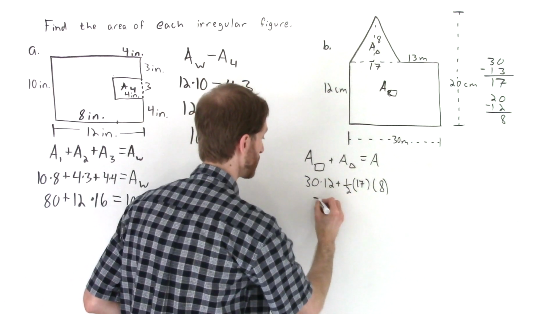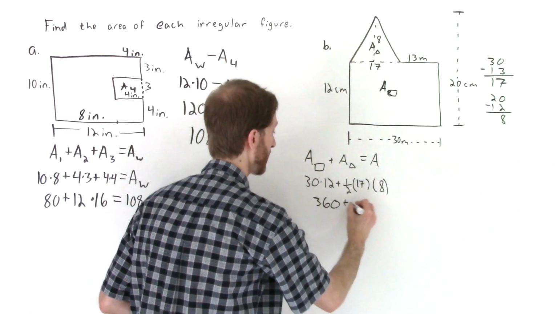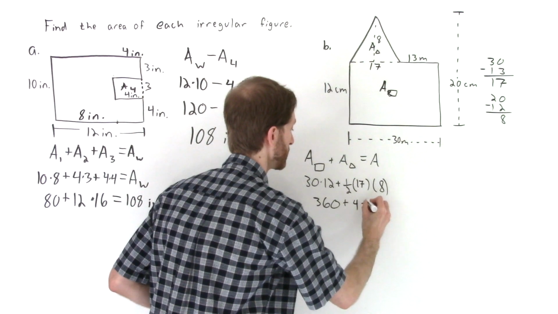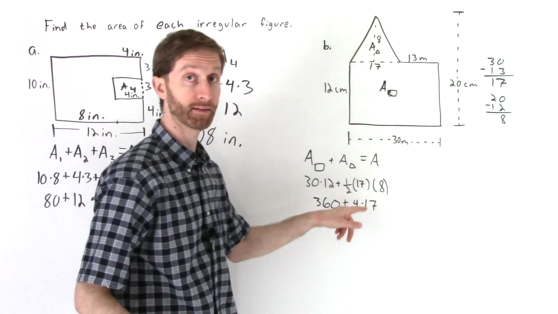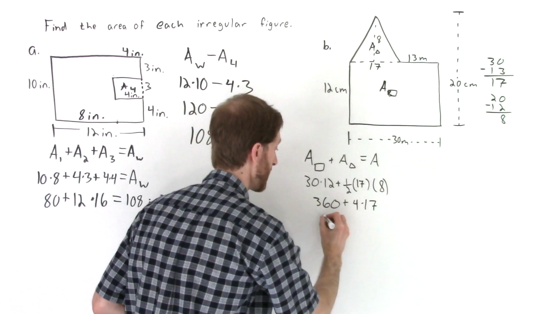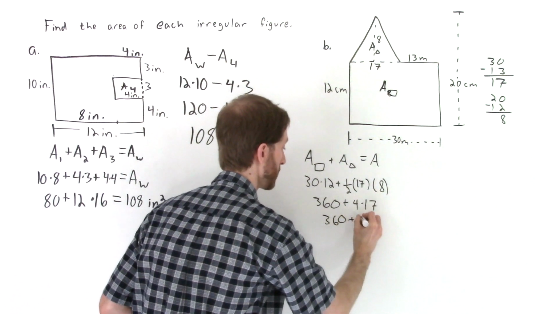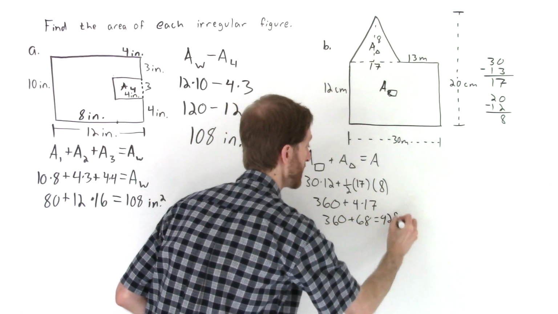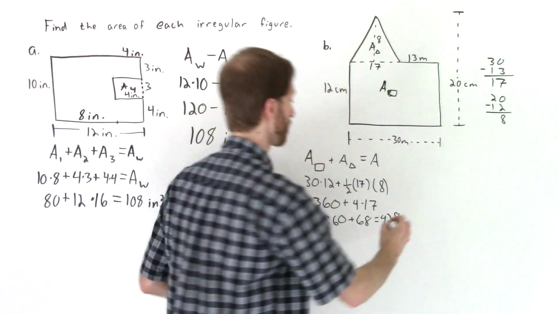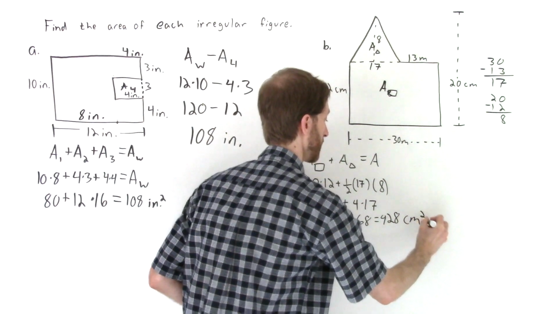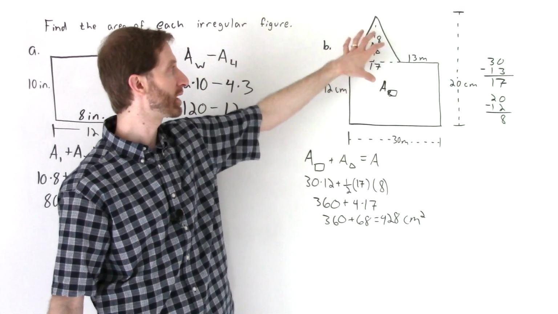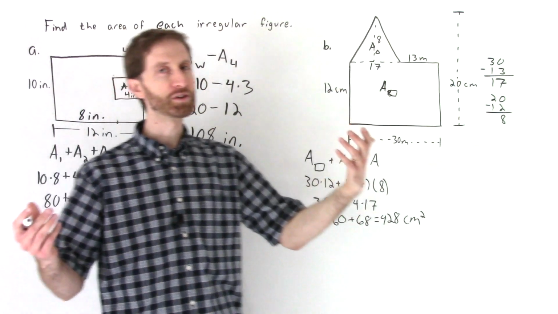30 times 12 is 360. Plus, as I said, half of 8 is 4 times the 17 that's still remaining. 4 times 17 is 68. So 360 plus 68, and that's going to equal 428 square centimeters. Isn't that a beautiful thing? Oh man, area plus area gives you your final answer.